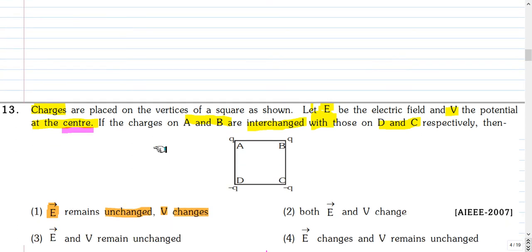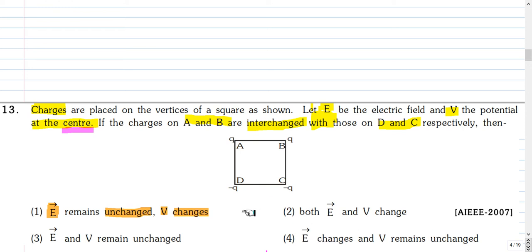This is the next question. Charges are placed on the vertices of a square as shown. Let E be the electric field and V the potential at the center. If the charges A and B are interchanged with those on D and C respectively, then option 1, electric field E remains unchanged, the potential V changes. Option 2, both change. Option 3, both remain unchanged. Option 4, electric field changes but V remains unchanged.